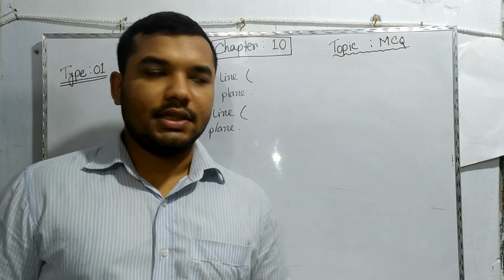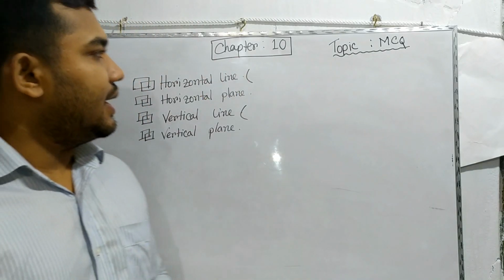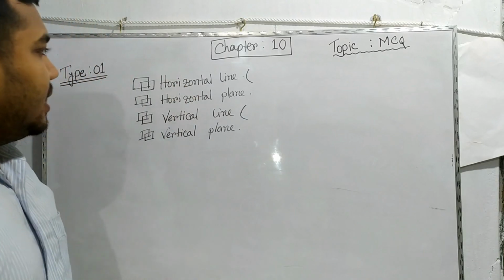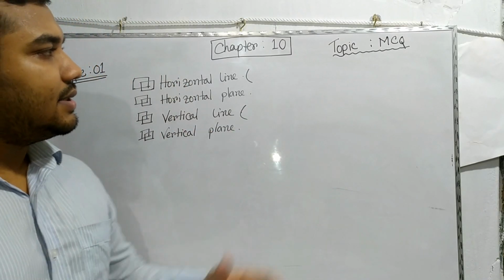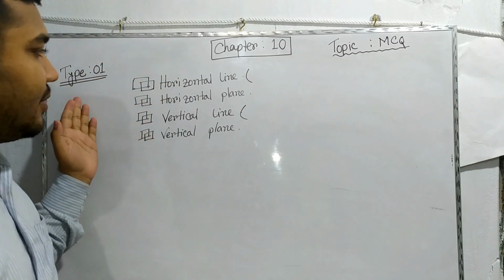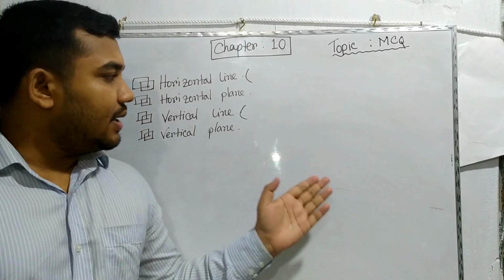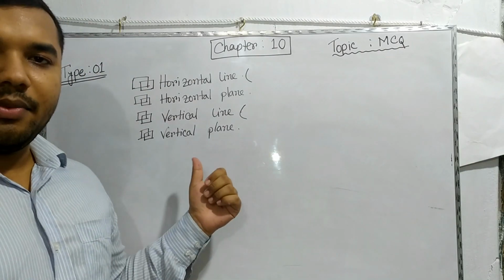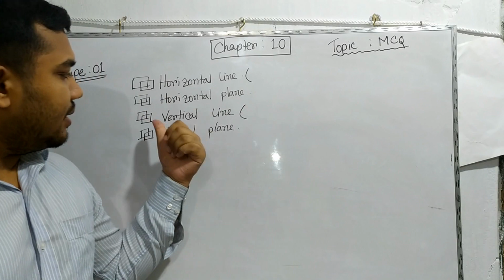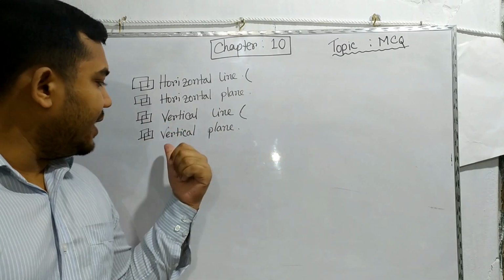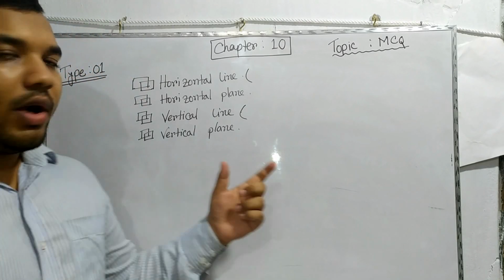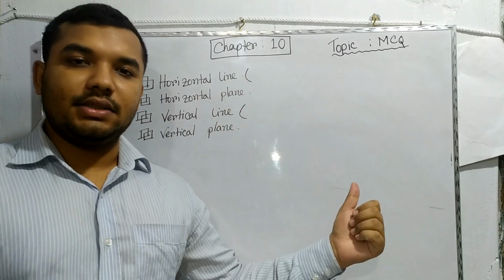Today in our general math section, we are talking about chapter 10, and this depends on MCQ. In this section of MCQ, I will discuss 6 types. This is our type number 1. In this type number 1, we are talking about horizontal line, then horizontal plane, then the vertical line, and finally vertical plane. First of all, we need to know what actually the horizontal plane is.